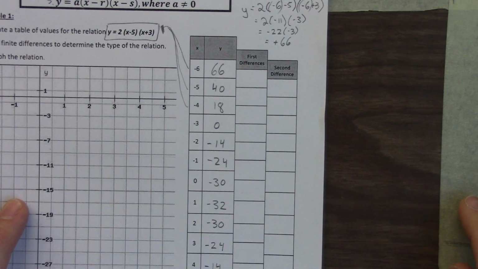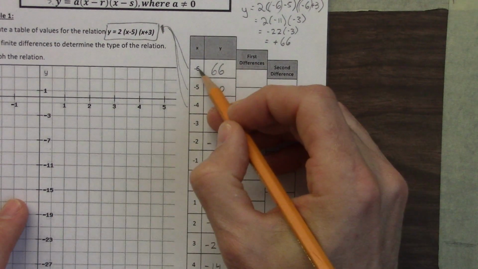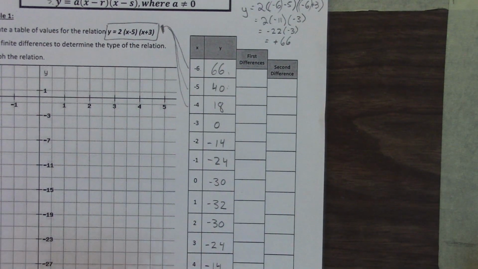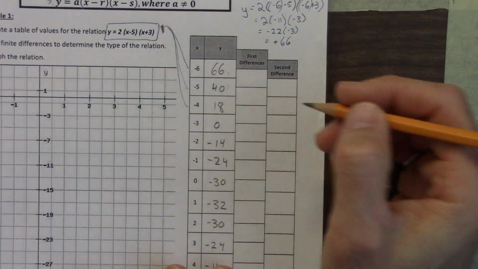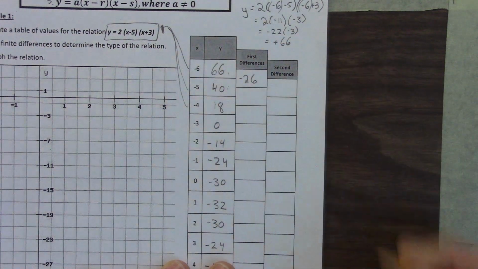Minus 5 and 6. Sorry? No, not these values. You minus the y values. Yeah, the 40 with the 6. So what would it be? What's 40 minus 66? 26. Yeah, but not positive, negative.